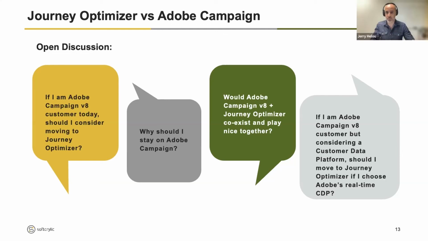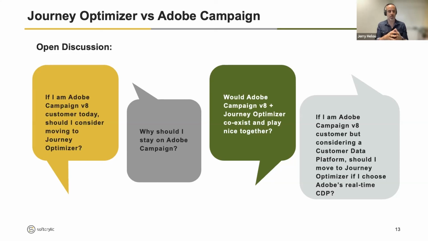It's super difficult, even getting people in the same room to agree on what that journey would look like, because this is not email only, this is not direct mail only, this is not push notification only, and in an organization, these are different teams managing all of these. So if your organization is ready to do something like this, and you are on Adobe Campaign V8, assess the pros and cons of moving to Journey Optimizer.